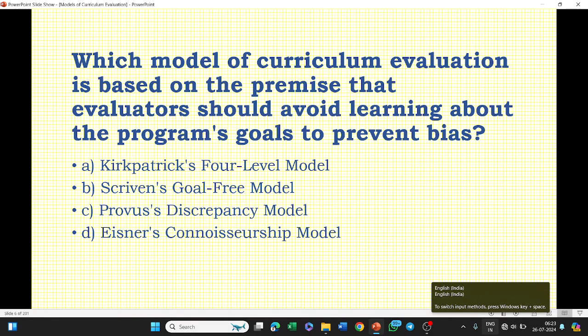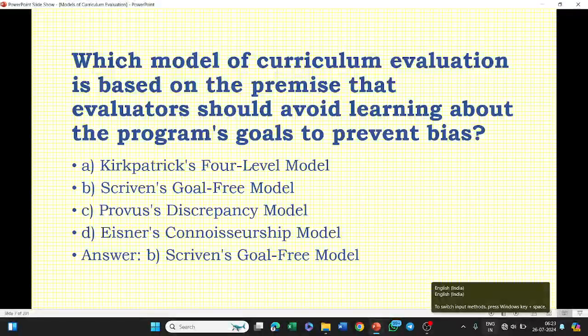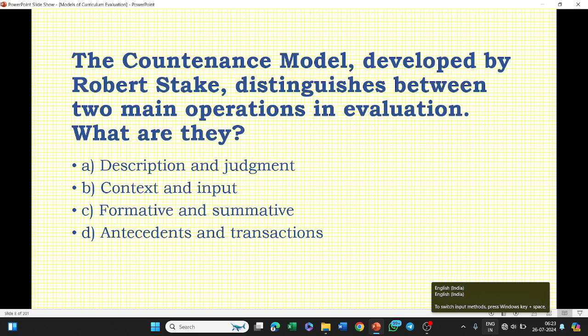Next, which model of curriculum evaluation is based on the premise that evaluators should avoid learning about the program's goals to prevent bias? Options: Kirkpatrick's four level model, Scriven's goal-free model, Provus's discrepancy model, Eisner's connoisseurship model. Answer of this question is option B, that is Scriven's goal-free model.